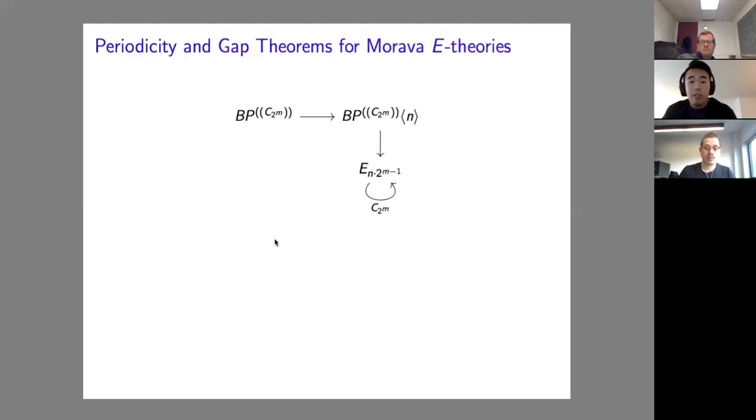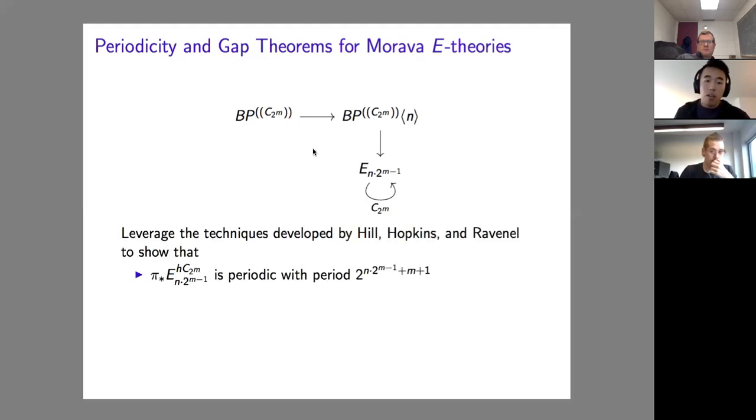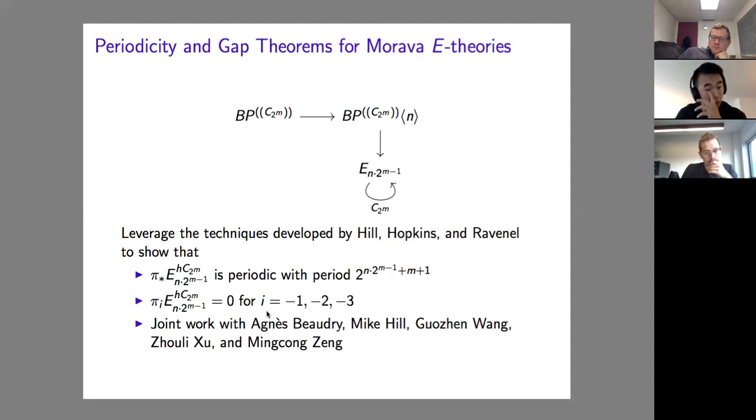Okay, so now if I take each piece of that factorization, this is what a piece looks like. I can start to leverage the techniques developed by Hill-Hopkins-Ravenel to show that π_* of the homotopy fixed points of E with this finite G action is periodic with this period, and there's also a gap. So this is joint work in progress with Ines Baudry, Mike Hill, Guozhen Wang, Zhouli Xu, and Mingcong Zeng. We're in the process of using this factorization and leveraging the techniques developed by HHR to prove periodicity theorems and gap theorems for Morava E-theories.